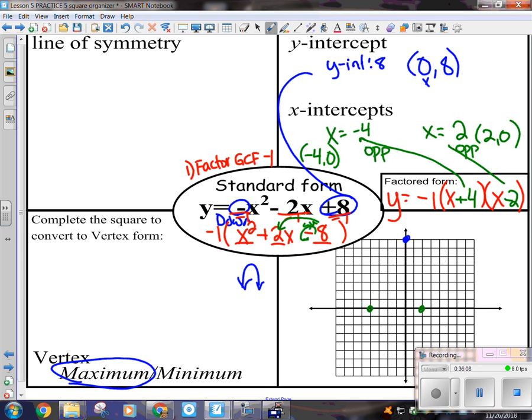Now, where is my line of symmetry going to be? -1. She's right. If I take the two numbers, it's going to be -4 plus 2. Remember, we're trying to find the number in the middle. That's going to give me -2 divided by 2, cutting it in half, -1. So x is equal to -1. I'm going to come here to -1. Draw in your axis of symmetry. Almost done.